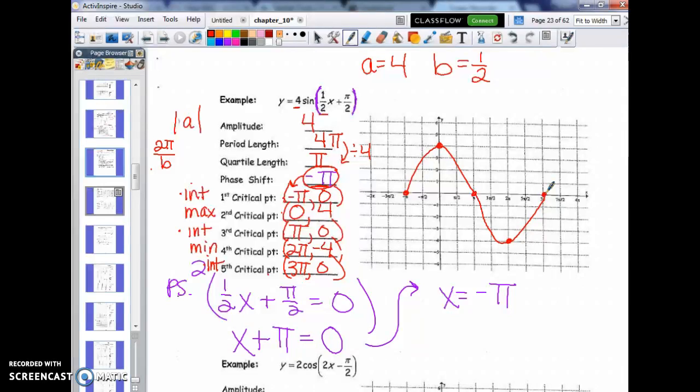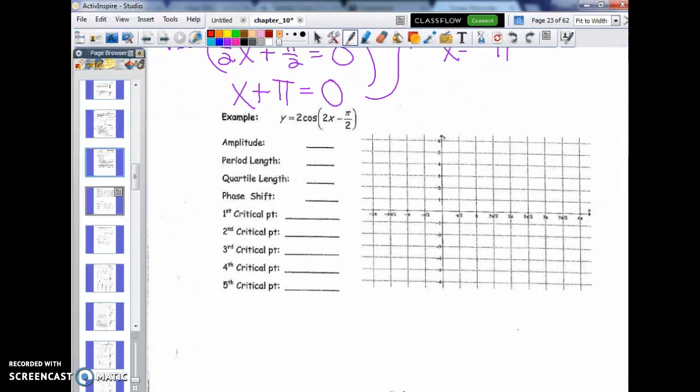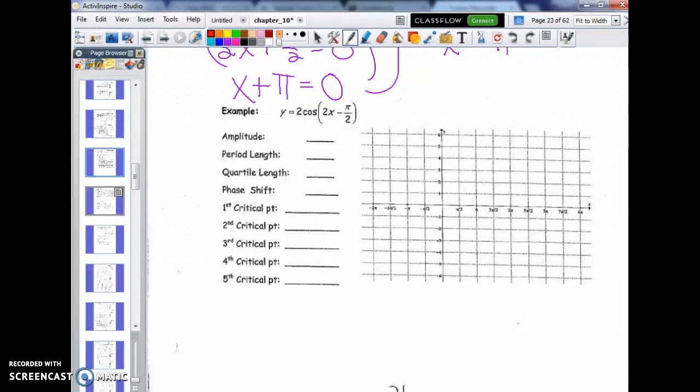Okay, so now we're going to take a look at our cosine curve. My cosine curve is y equals 2 times the cosine of 2x minus pi over 2. The first thing I want to do: my a value is 2. My b value is 2. And when we're talking about the phase shift, we've now been introduced to the c value. The c value is this thing here.